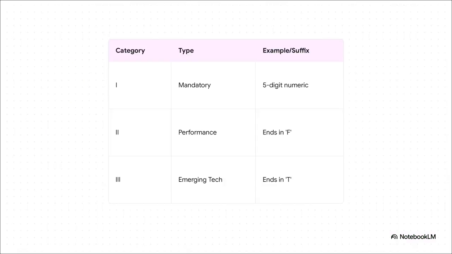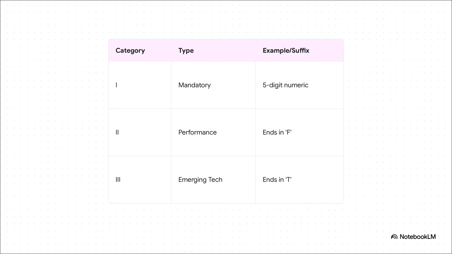Moving right along to Section 2, the 3 CPT code categories. When you look at this structural framework, you're going to see 3 distinct categories that you will absolutely face on the exam. First up is Category I. These are your mandatory standard 5-digit numeric codes representing typical clinical procedures. Next, we have Category II. These are optional, supplemental performance measurement codes, and you can spot them because they always end in the letter F. They're heavily used for quality tracking and MIPS. Finally, Category III codes end in the letter T. Now, these are temporary codes for emerging technology, services, and procedures.